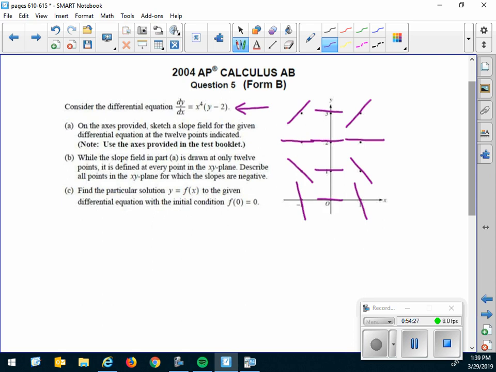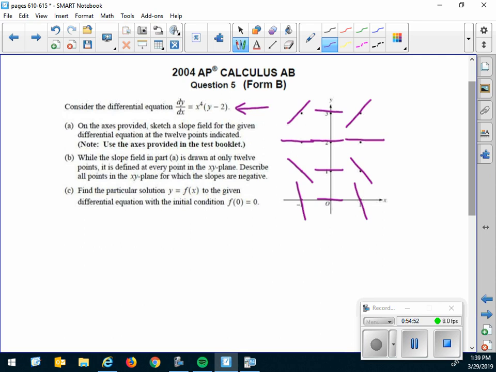You okay with the slope field? It's a slope field. These were not even in calculus when I took calculus in, I'm not telling you when, 1983. Yeah, that was a long time ago. That's part A.